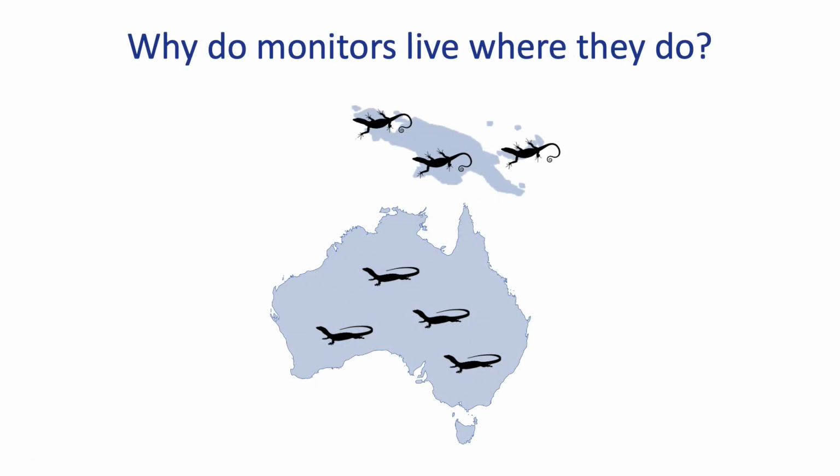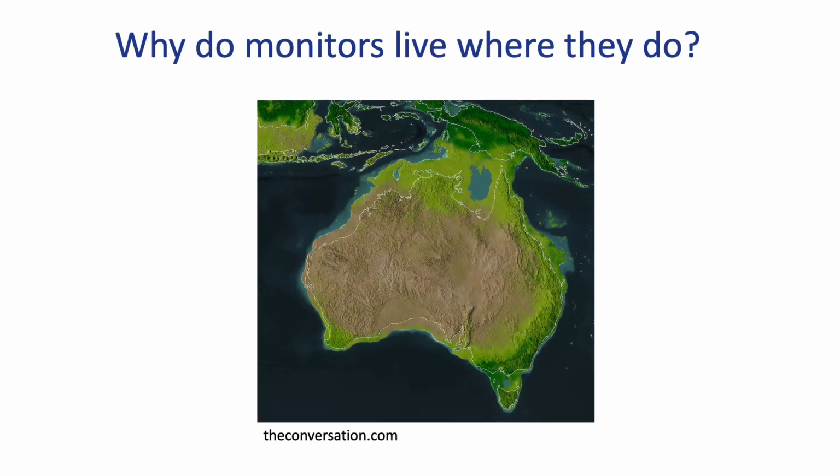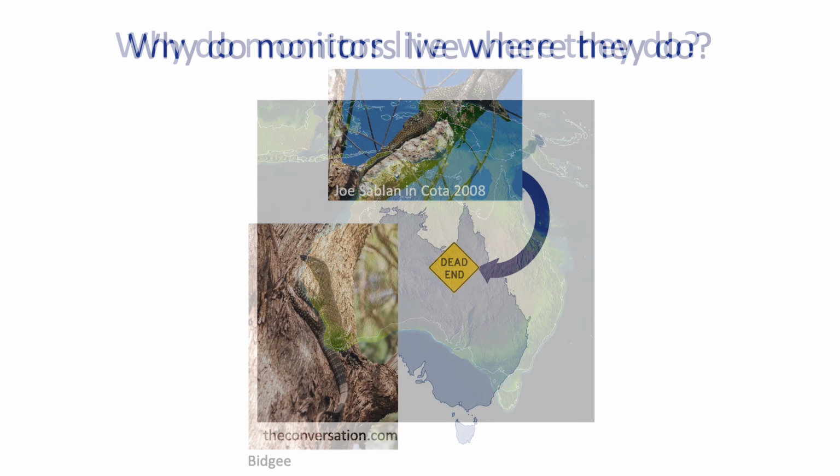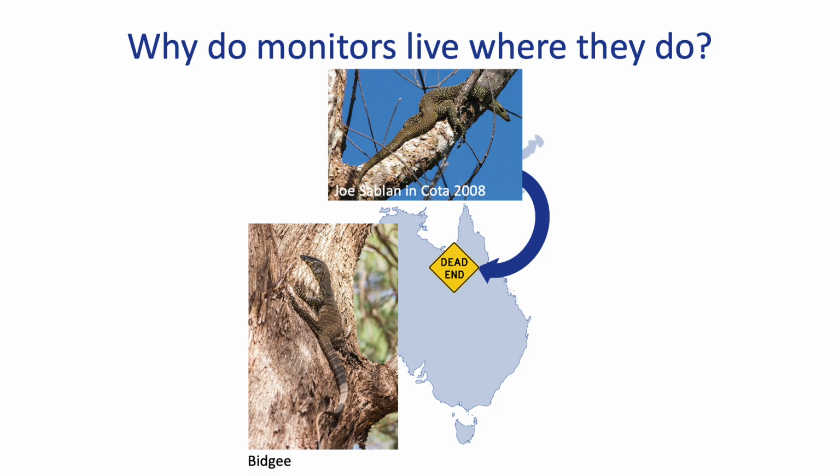We also decided to take a closer look at the monitors living in Australia and New Guinea. These places have been separated for long enough to develop their own unique species of monitor. However, we know that throughout history, New Guinea and Australia have been connected several times. So why aren't there more monitors from New Guinea in Australia and the other way around? Again, it has to do with competition.